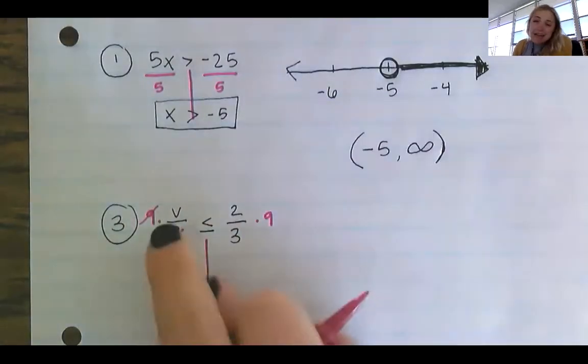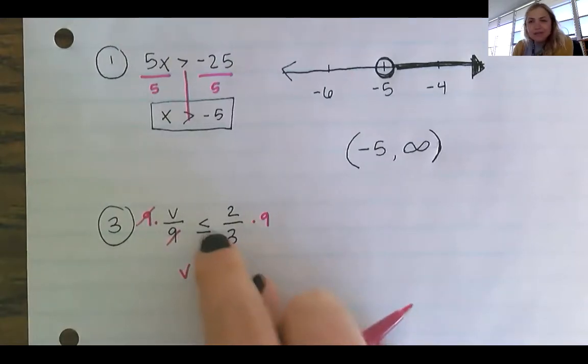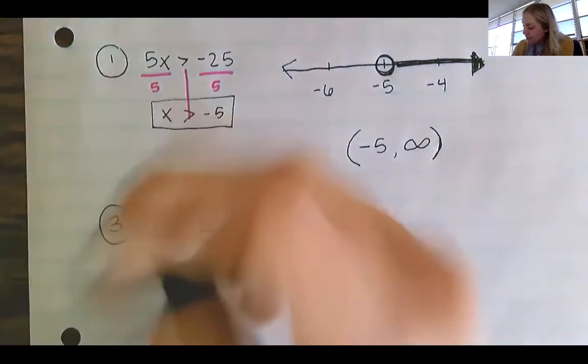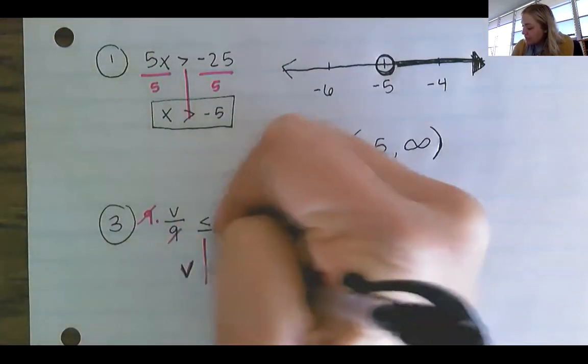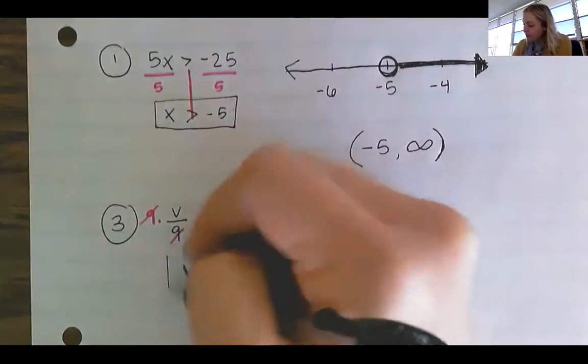And remember, I did not multiply by a negative 9, I multiplied by a positive 9. So that symbol in the middle doesn't reverse. It's going to stay less than or equal to. V is less than or equal to 6. Okay, there's my inequality answer.